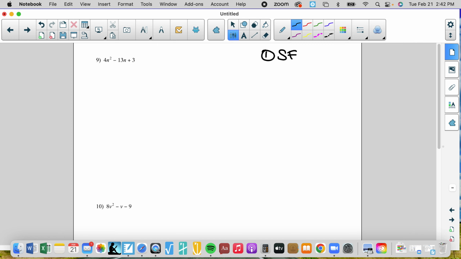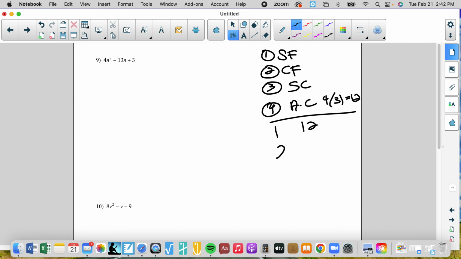Standard form, yes. Common factor, nope. Special case, first is a perfect square, but third was not a perfect square. And a times c. So 4 times 3 is 12. 1 and 12, 2 and 6, 3 and 4. Signs are the same, both are negative. Negative 13, negative 8, negative 7.